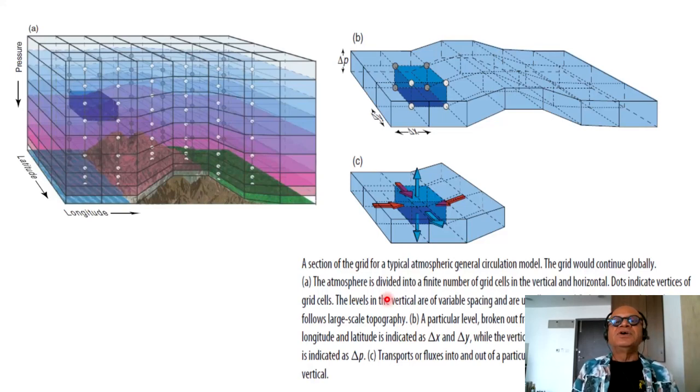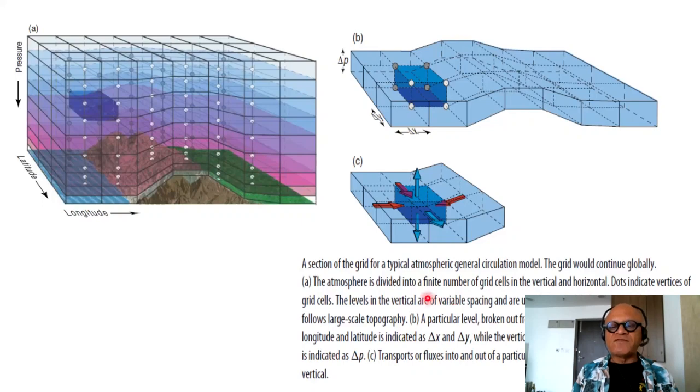Typically fluxes are like u dT/dx, u du/dx, and so on. Of course, when you write u at the edges, then u du/dx, v du/dy terms become a little bit more complicated as well, as we saw before. So this is a section of the grid for a typical atmospheric general circulation model. The grid would continue globally, so you can imagine the sphere on which this is put.